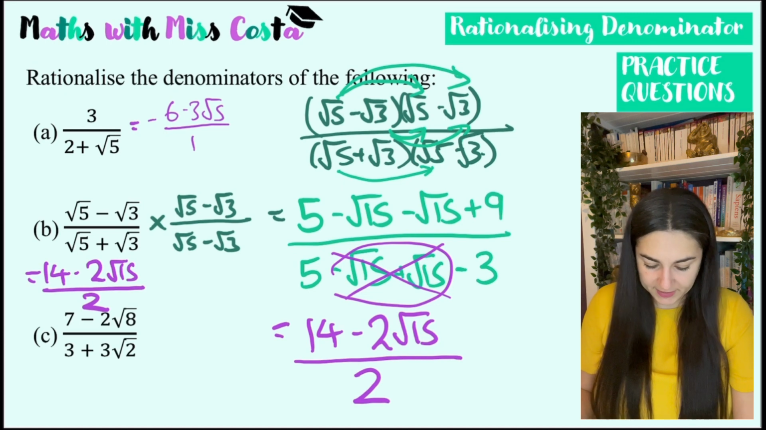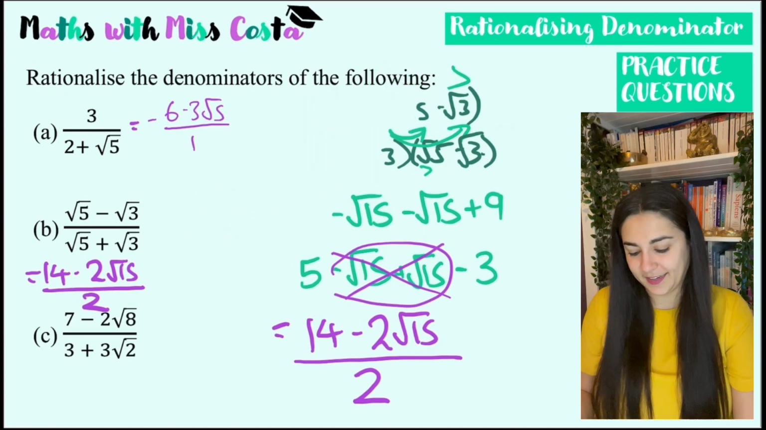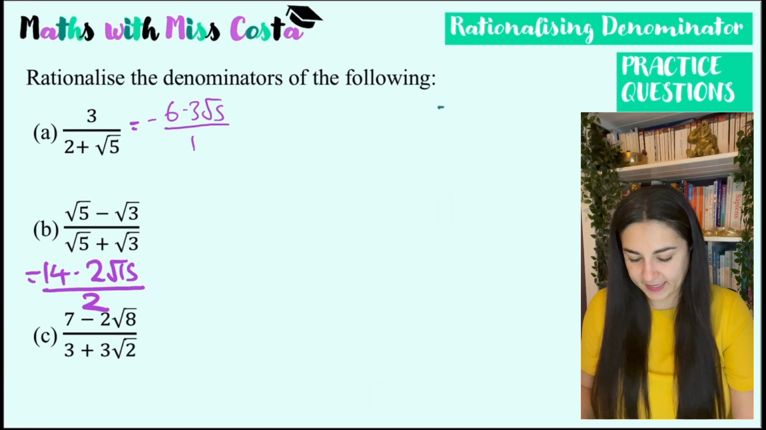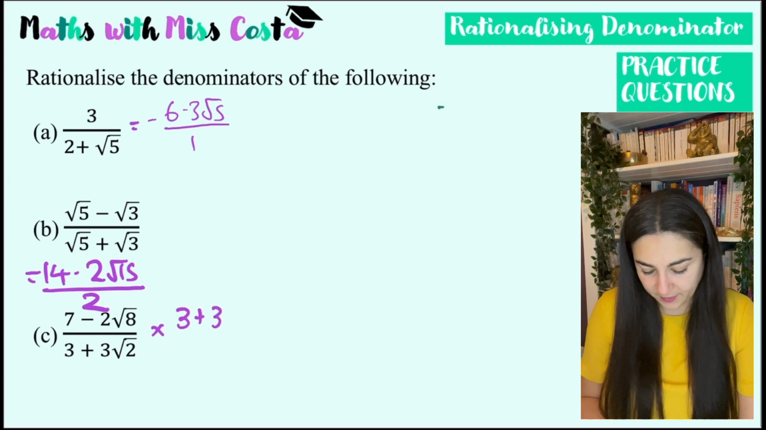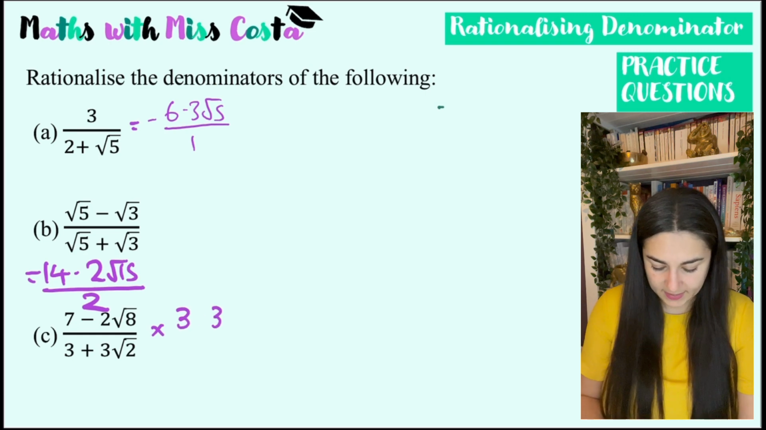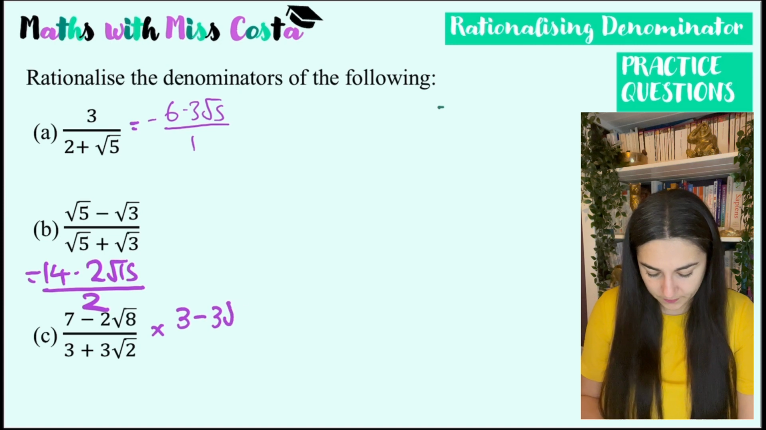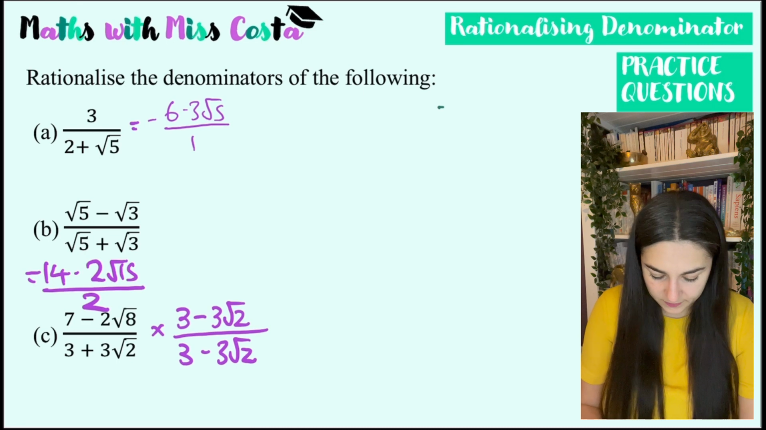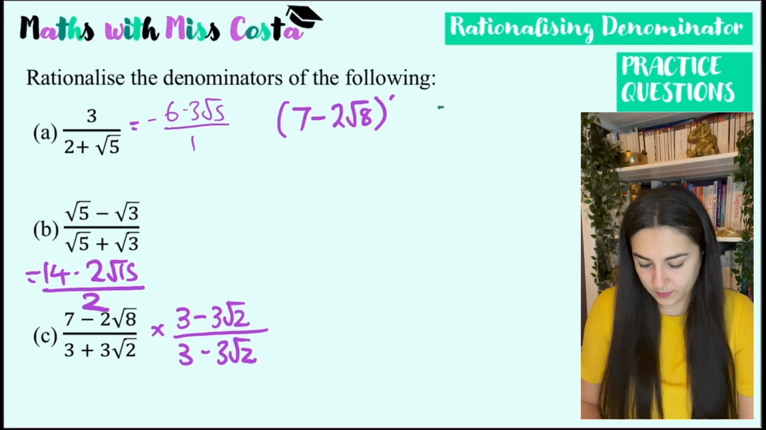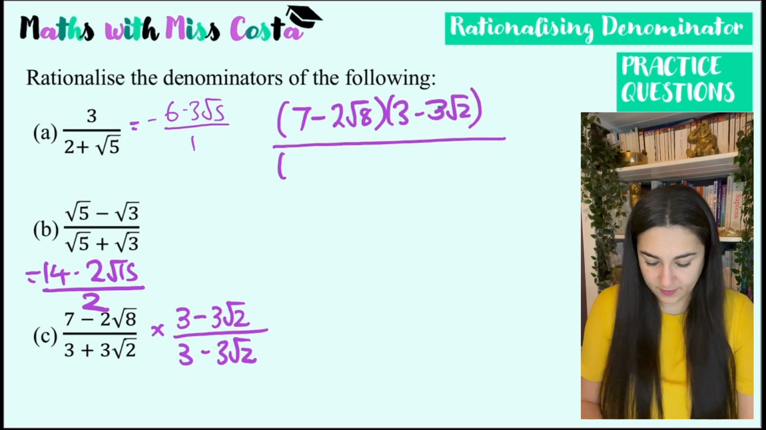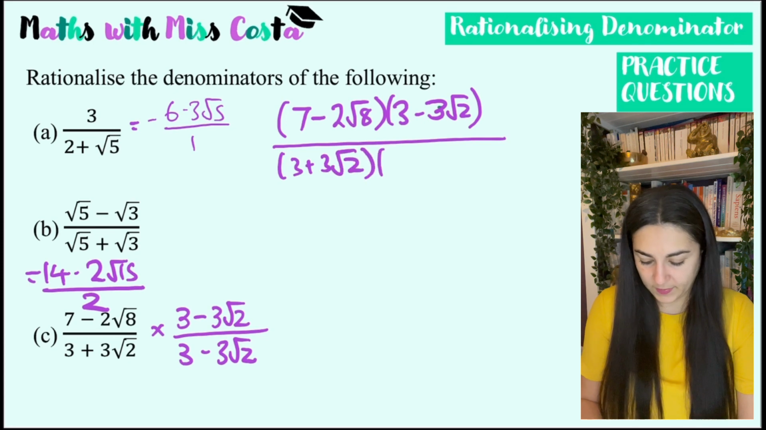And with our last question, this one's even trickier because it's got surds that have a coefficient, but let's just give it a go. So we're going to multiply by 3 plus take 3 root 2, the conjugate, and 3 take 3 root 2 over here. So that would become this lovely looking double bracket of this, and 3 plus 3 root 2 multiplied by 3 take 3 root 2.